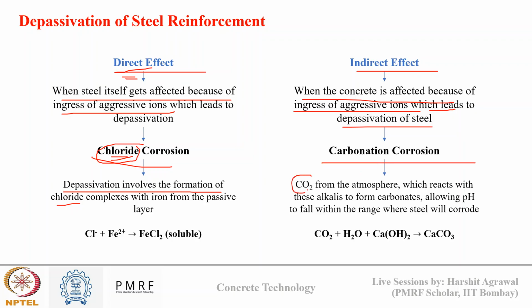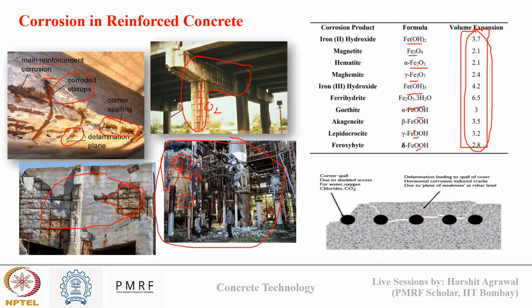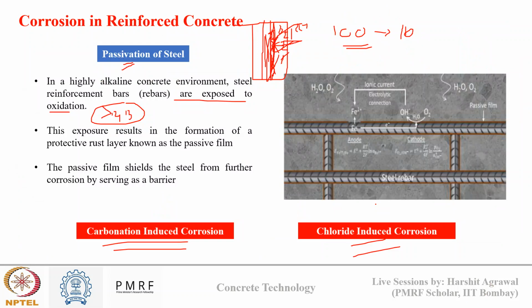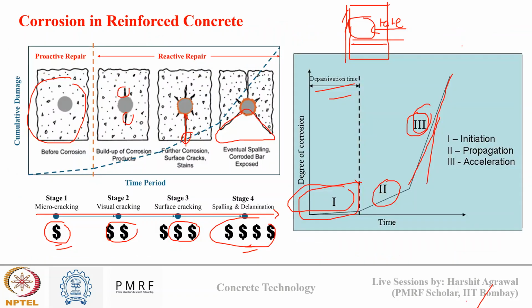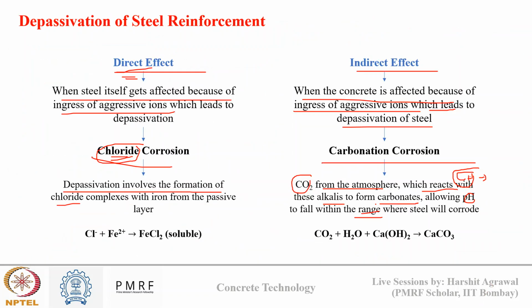So what happens? CO2 from the atmosphere reacts with the alkalis present in the concrete to form CaCO3. As CH is getting converted into CaCO3, as CH is consumed, the pH of concrete will reduce. And since we have read earlier that passivation of steel is due to the high pH environment in concrete, if pH reduces, the passive layer will break, and if the passive layer breaks, the corrosion will shoot up. So that is known as carbonation corrosion. Carbonation is affecting the concrete, not the steel, while chloride is affecting the steel, not the concrete.